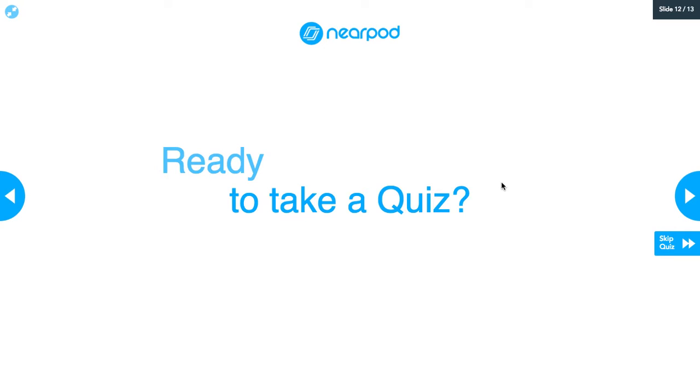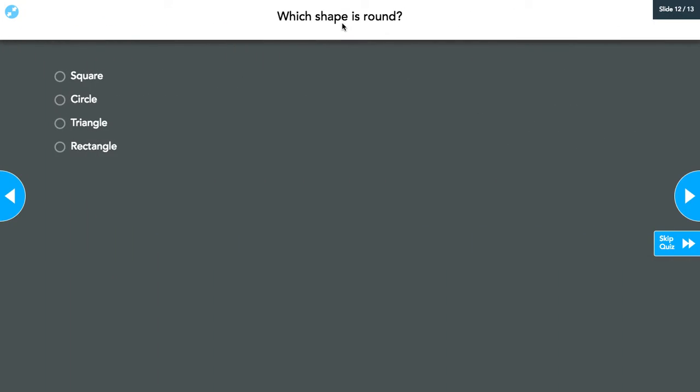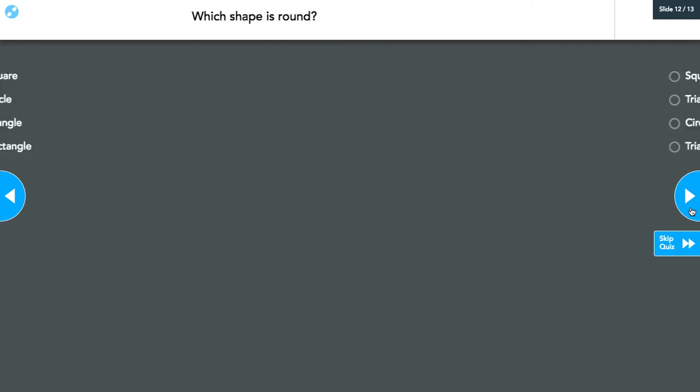This is the last section of this activity. You're going to start the quiz with the students. The first question says, which shape is round? You are going to read off square, circle, triangle, and rectangle. Make sure that you give the students enough time to click on the answer. Once you believe that all of the students have clicked on the answer, click on the next question.